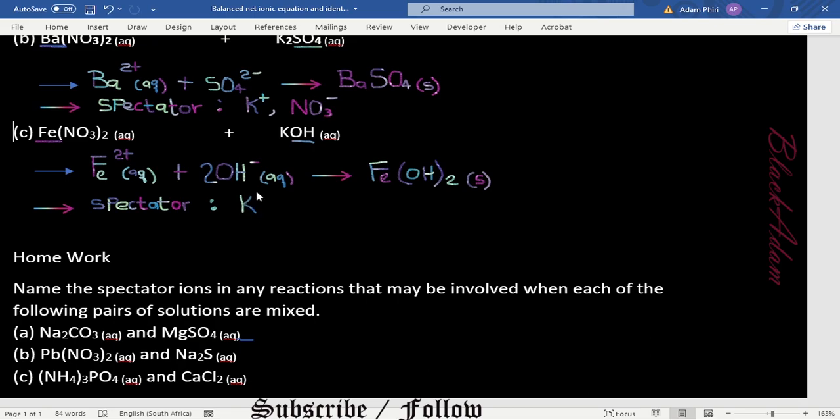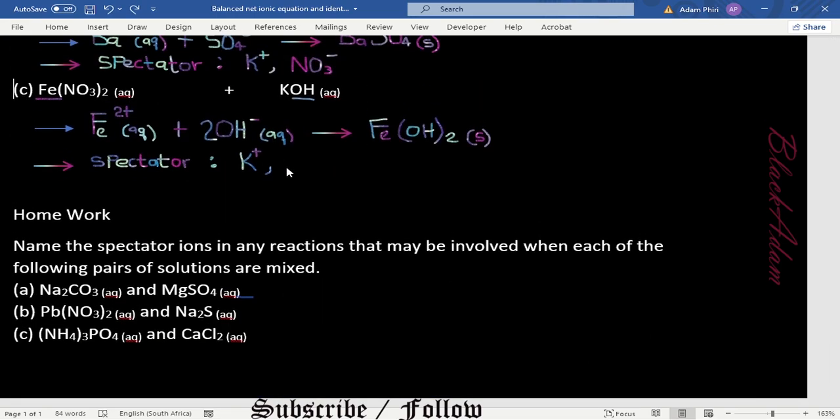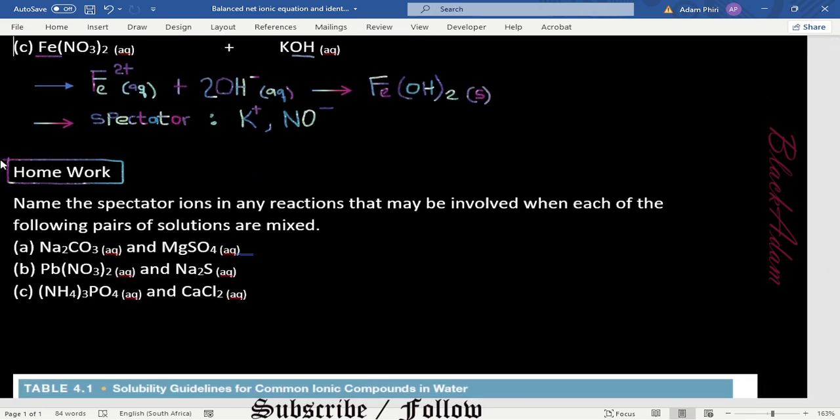So we have potassium there, which is plus, and then we have nitrate there, which is minus, actually. So it's potassium and nitrate. I forgot to put the NO3 there.